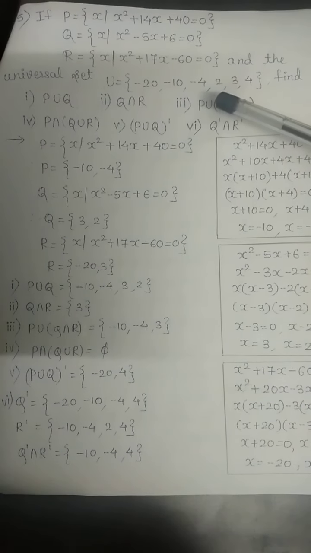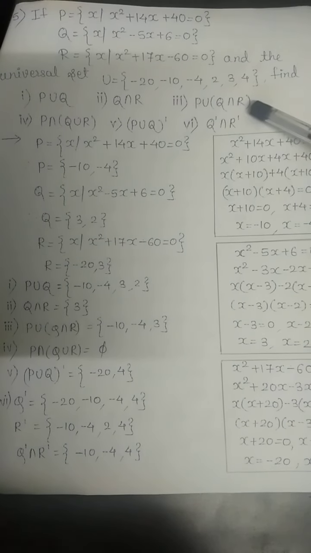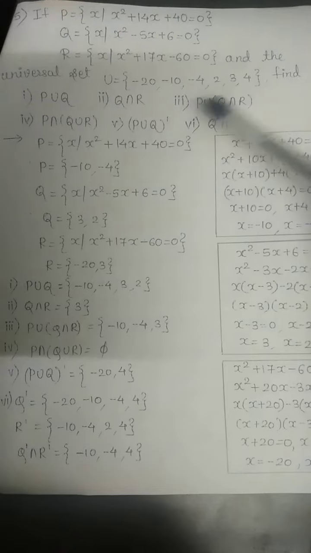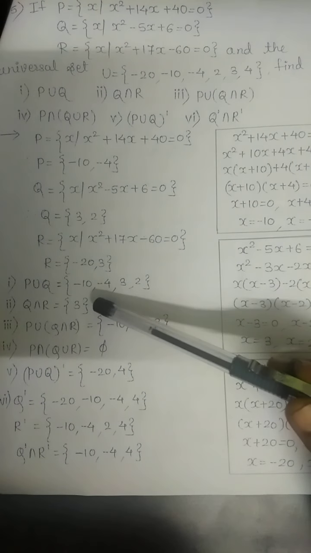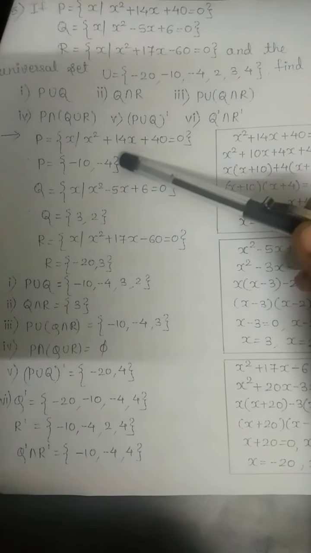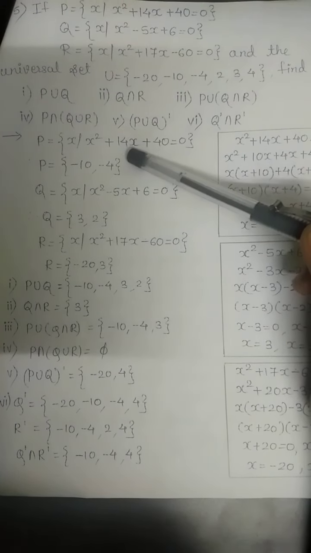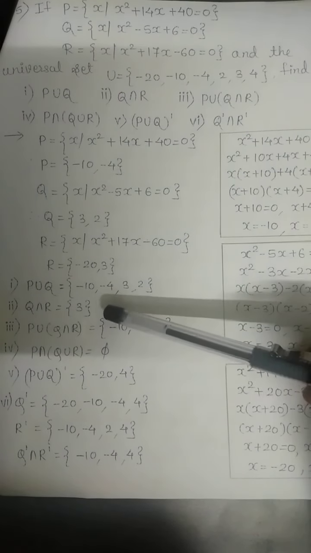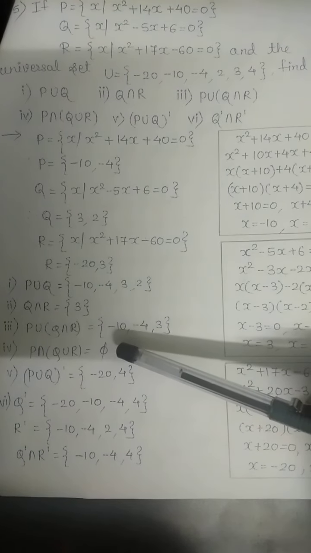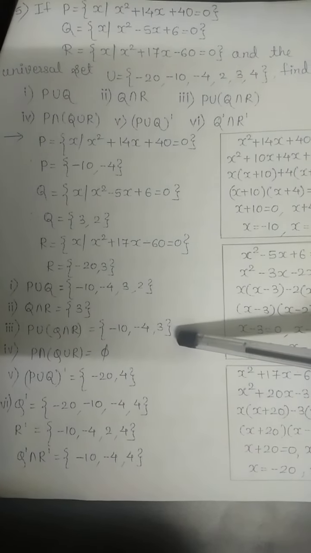Now we require P union (Q intersection R). P is the one set and the other set is Q intersection R, and we are going to find the union of these two, meaning all those elements which are present in P as well as present in Q intersection R. Therefore the answer for this is -10, -4 and 3.